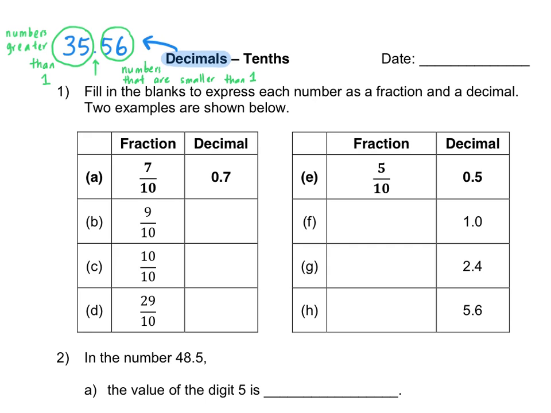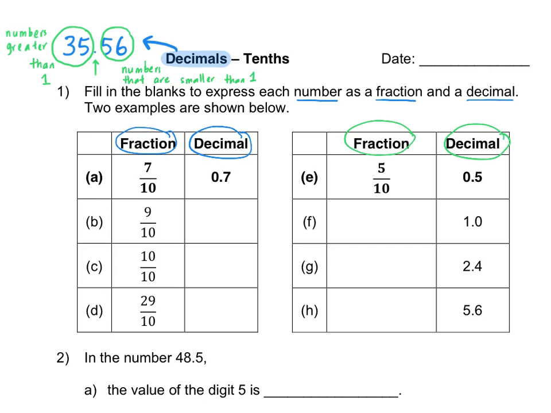So let's take a look at today's worksheet. Question number 1. Fill in the blanks to express each number as a fraction and a decimal. 2 examples are shown below. So you're supposed to convert the fraction to a decimal, or in the second table you can see you have to convert a decimal to a fraction. So let's take a look at part B.